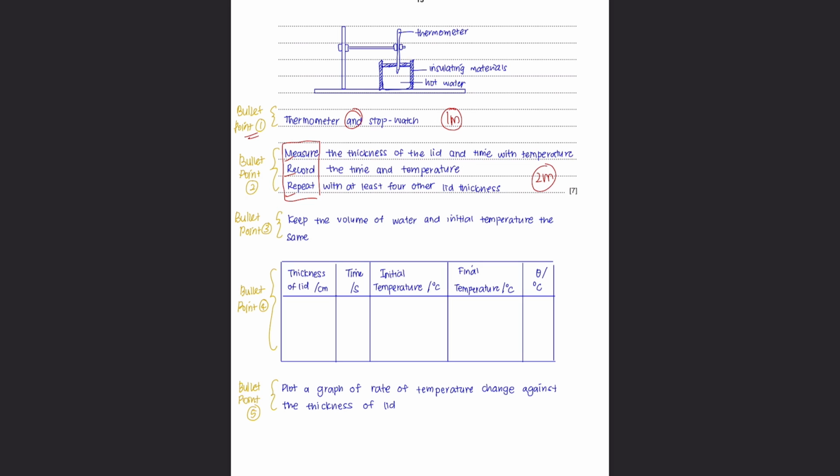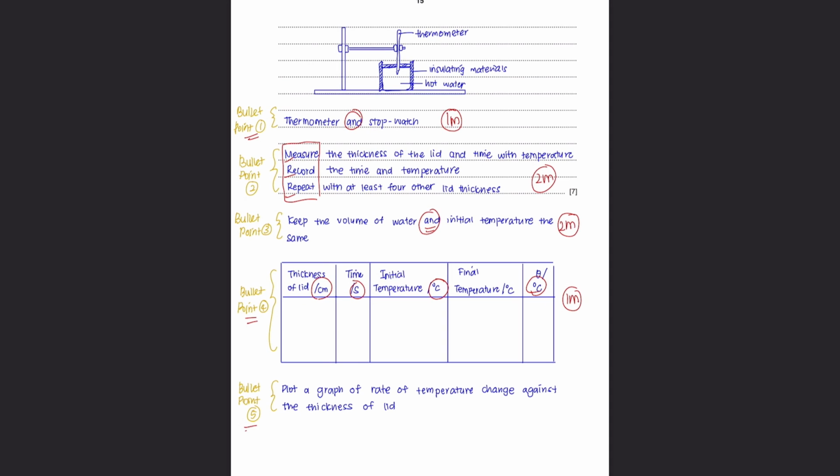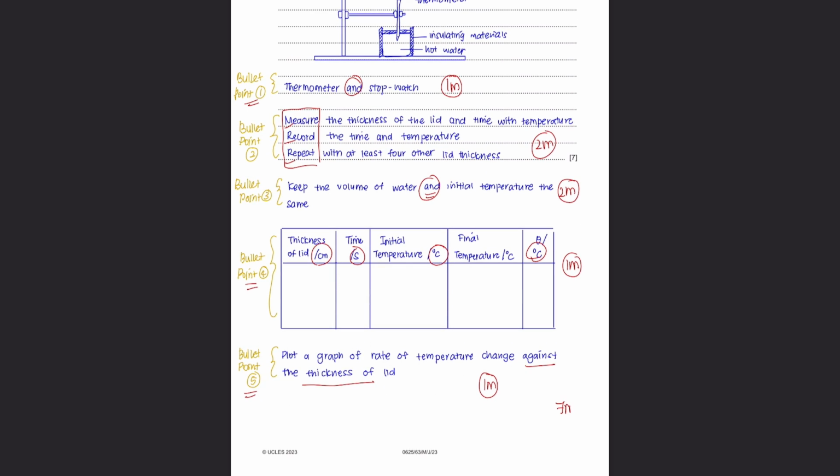For the variables to keep constant, you have mentioned 2, so you will get 2 marks here. For bullet point 4, drawing your table, you will get 1 mark only if your units are also included. And finally, on how to display your graph, bullet point 5, only after mentioning and specifying your axes accordingly will you achieve 1 mark. So that's how you obtain a complete 7 marks. If you want to be safe and feel like you might forget 1 or 2 points, you can always write: repeat the experiment for each thickness several times and get the average reading.